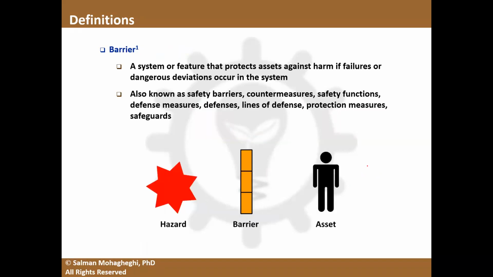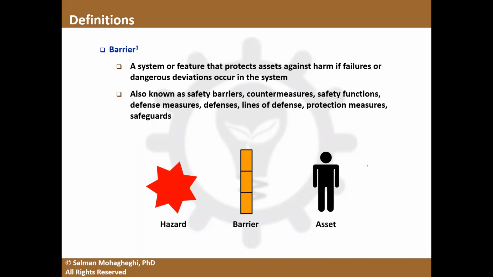The next important terminology is a barrier. A barrier is a system or a feature that sits between the hazard and the asset to protect your asset. It also comes with different names. Some refer to it as countermeasures, safety functions, defense measures, line of defense, protection measures, safeguard. All of them mean the same thing. And the function of this barrier is either to prevent the undesired event or to control the undesired event. So if it does happen, try to contain the energy of that undesired event, or to mitigate its impact on the assets.